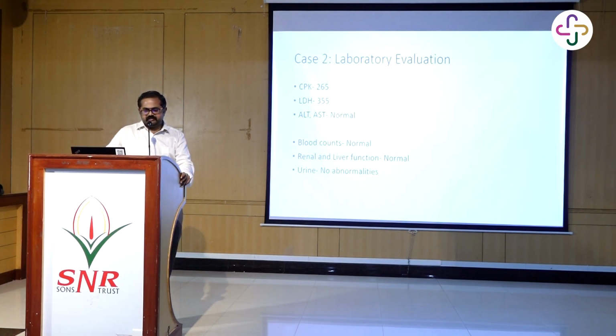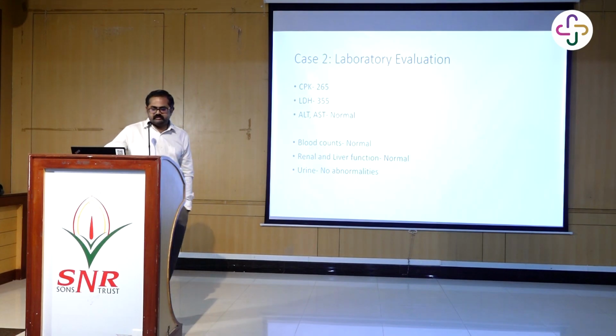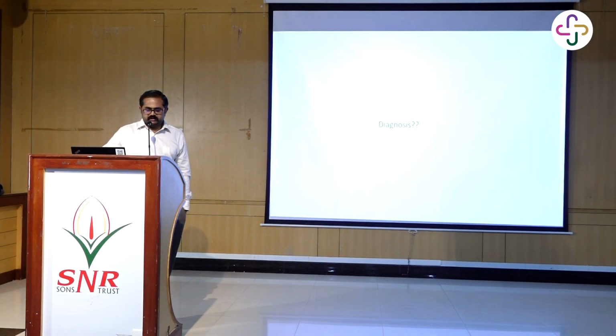So lab examination revealed CPK of 265 and LDH 355, that is minimally raised CPK and LDH. Blood counts, renal and liver function were normal, and urine showed no abnormalities. So at this stage, either a CTD associated myositis or a proximal myopathy due to a muscular dystrophy was considered.